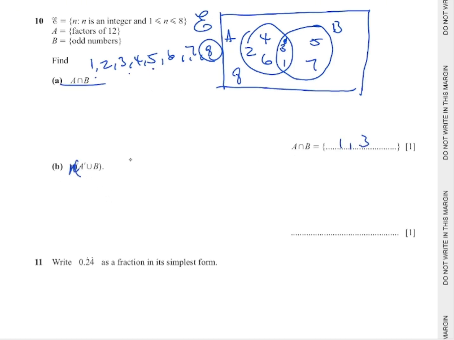Number of A prime union B. What is A prime? A prime is everything other than A. And A prime union B, so it would include the whole B, which is literally just 1, 2, 3, 4, 5, 6, 7, 8. 8 minus 1, so 7.